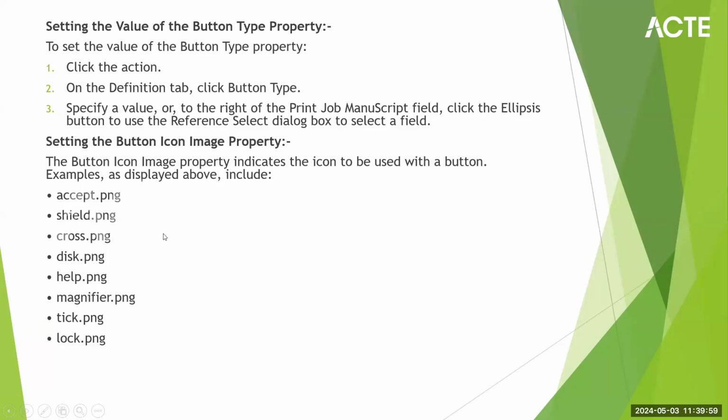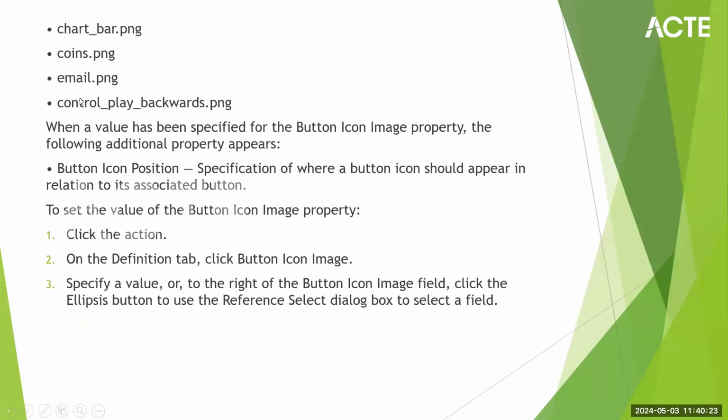Setting the button image property. The button icon image property indicates the icon to be used with a button. Examples are displayed as above, such as shield.png, cross.png, disk.png, help.png. These are all image formats. These are some of the examples.